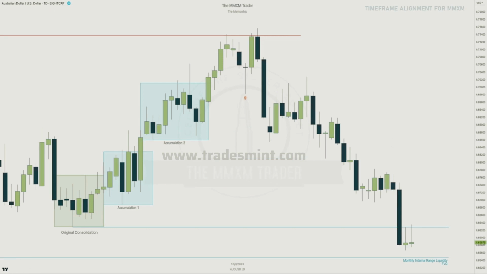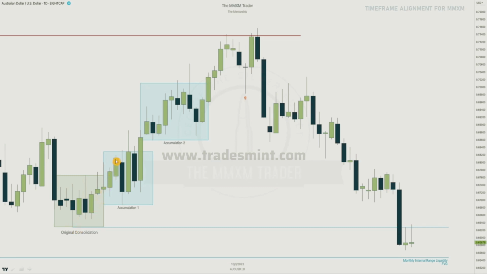Think about the time frame alignments. Can't stress this enough. If we look at the monthly chart, we look at the daily structure. If we look at the weekly chart, we look at the 4-hour structure, etc., etc., right? So on a daily time frame, we can see this original consolidation starting down here. Sell stops below it, obviously, right?